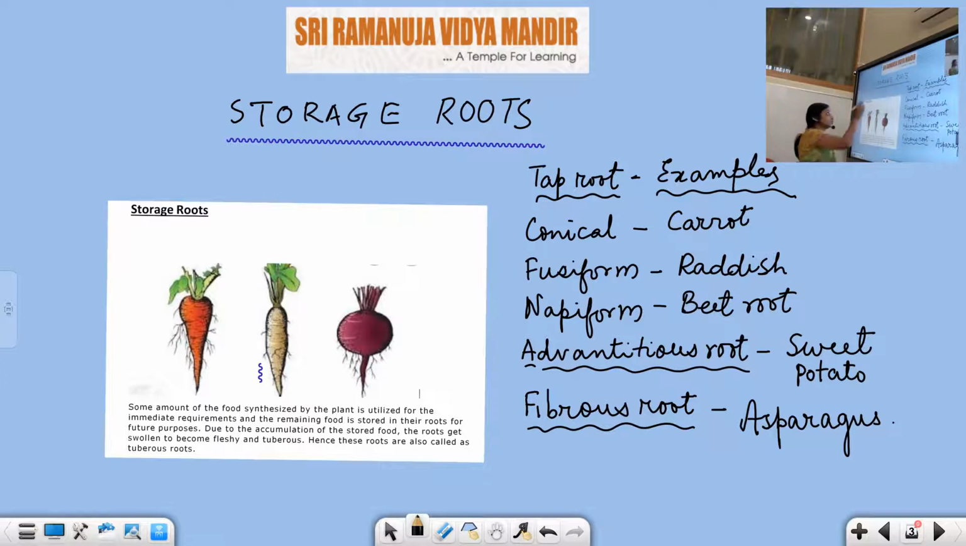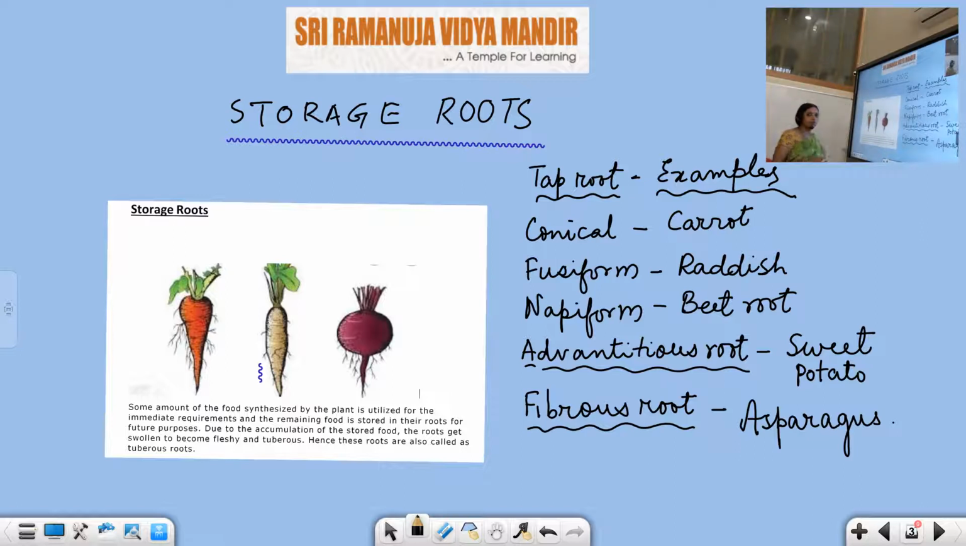In the adventitious root system, if any part of the plant other than the radicle develops into root, that is called the adventitious root system. And in the fibrous root system, the radicle is short-lived. After some time it vanishes, and from the base of the stem many fiber-like, thread-like structures arise, which are called fibrous roots. So let's see what a storage root is.